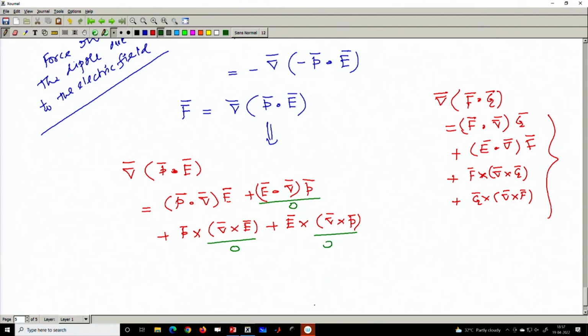So, simply we have F is equal to divergence of P dot E, and that quantity is P dot this operator that is going to operate over E. So, this is roughly the expression we have.